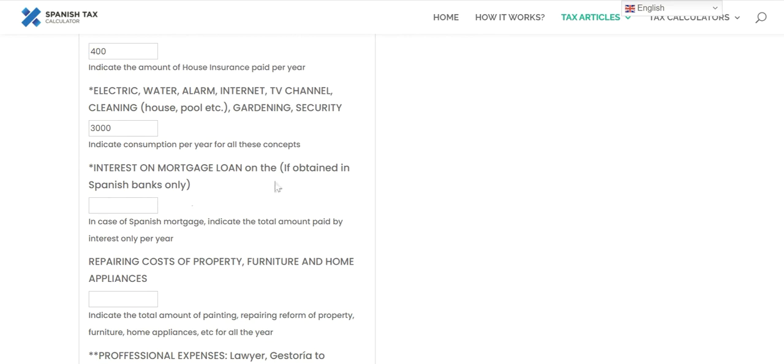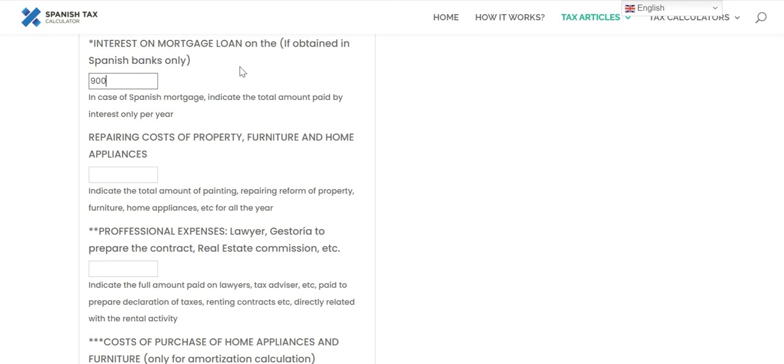An interesting point is the interest of the mortgage. In case you have obtained a mortgage from a Spanish bank, you have the option to deduct the interest that you have paid for this loan during the year. Imagine that this is the case, and you have paid 900 euros in interest on the mortgage that you have obtained from a Spanish bank. In case the bank is a foreign one, for example a British or German one, etc., then this deduction cannot be used.